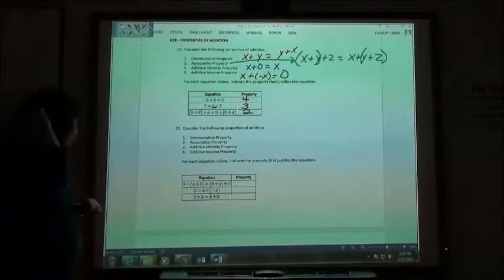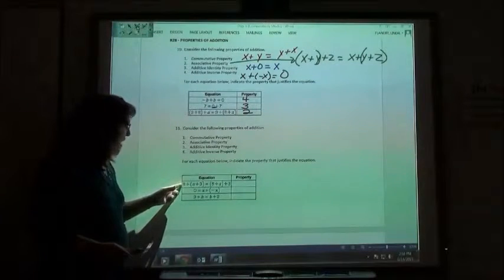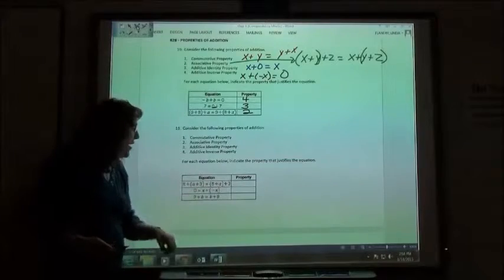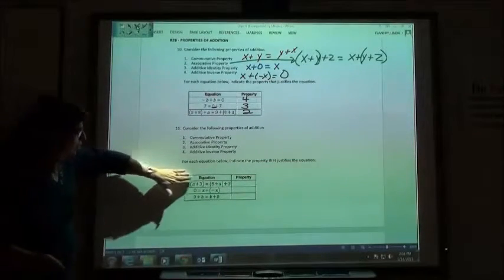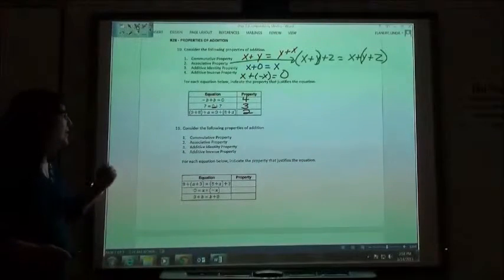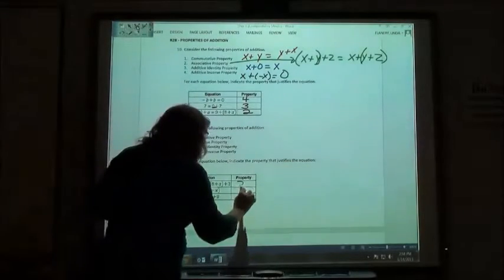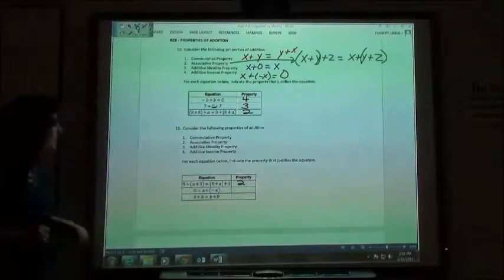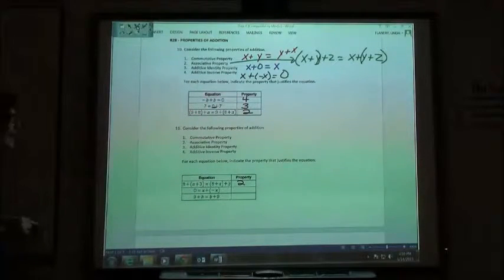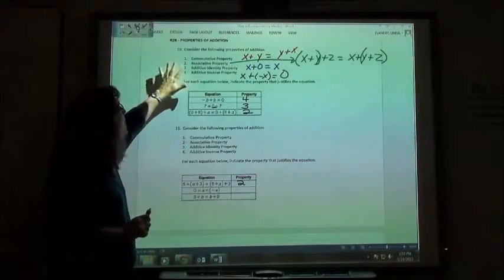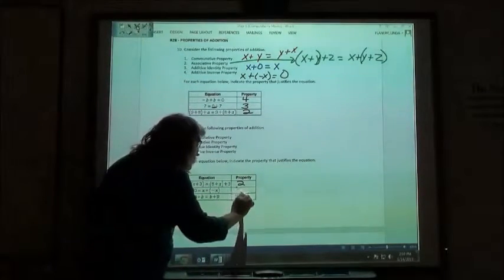So on number 11, I have 8 plus a plus 3 equals 8 plus a plus 3. Again, the only thing different about each side is where the parentheses are at. That's going to be my associative property number 2. This one, that looks pretty close to our example up there. 0 equals x plus negative x. I'm adding opposites to get an answer of 0. That's my additive inverse, number 4.